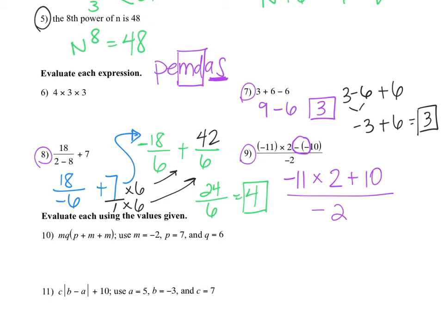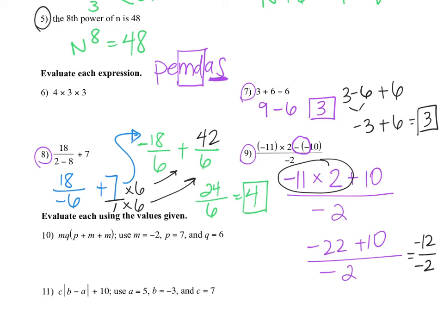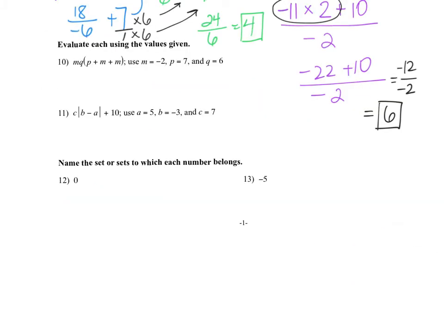And the denominator would be negative 2. What's the negative 11 times 2? So I'm doing these two first. Negative 11 times 2 would be negative 22 plus 10 over negative 2. And negative 22 plus 10 would be negative 12 over negative 2, which is in fact a negative divided by negative, is 6. And I'm done.